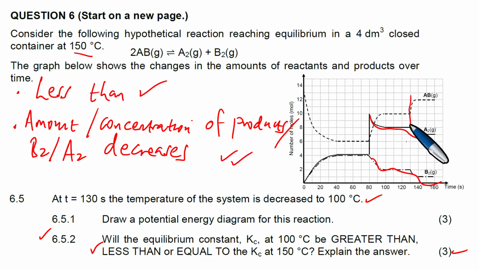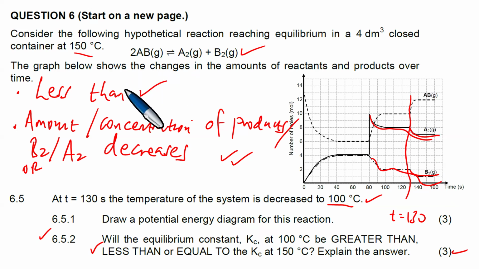Okay. And also, we're looking at t equals 130 seconds. A2 and B2 decrease. So the fact that the concentration of the B2 and the A2 decrease means that if you decrease the temperature, the concentration of the products also decreases there. So you can be able to guess if the reaction is endothermic or exothermic, because if the temperature is decreased at 130, the A2 and the B2 go down.